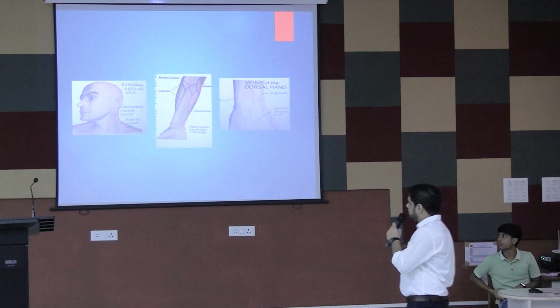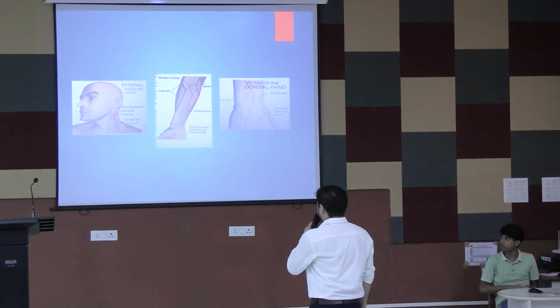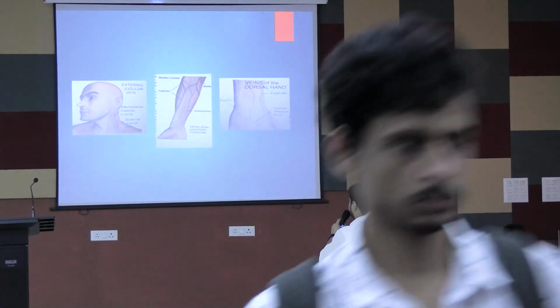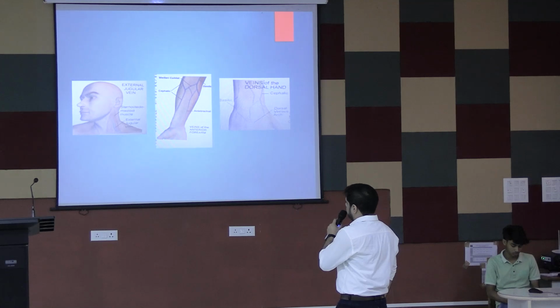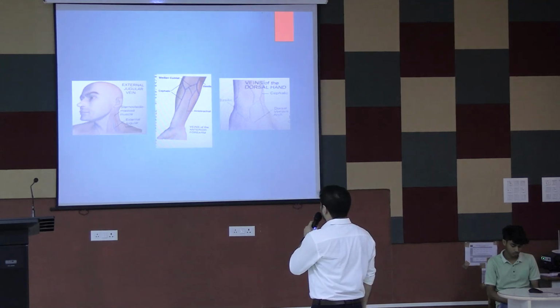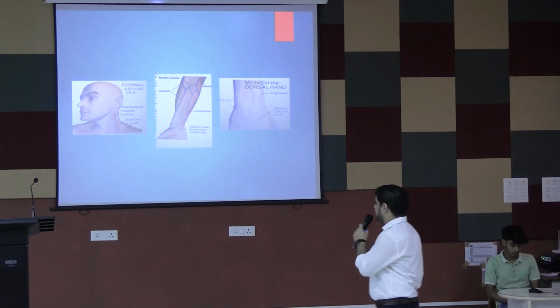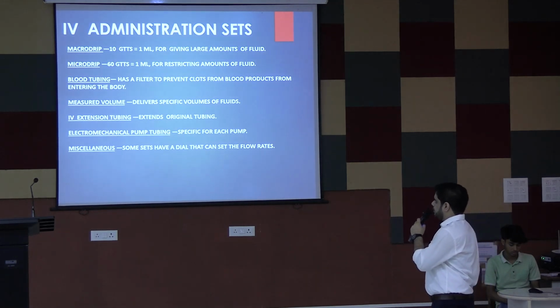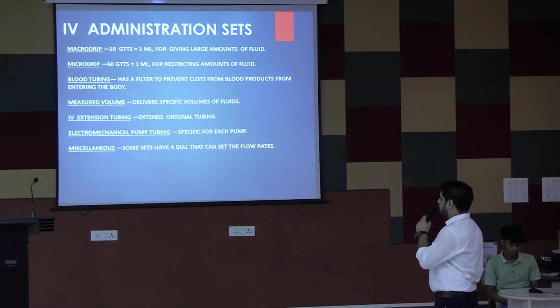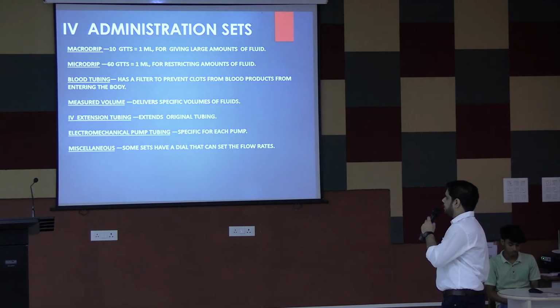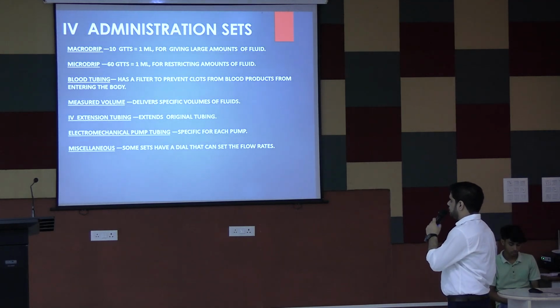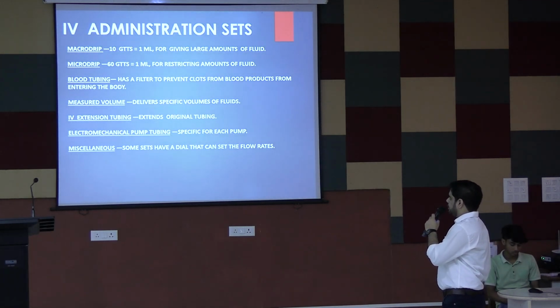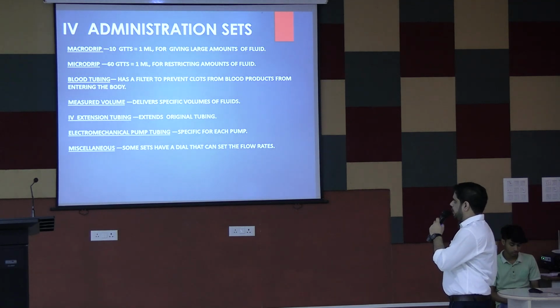These are the various veins that have to be cannulated during the various procedures, like external jugular vein, medial cubital vein, cephalic vein. IV administration sets: macro drip set, 10 gtts per 1 ml, for giving large amounts of fluid. Micro drip, 60 gtts per 1 ml, is for restricting the amount of fluid. Blood tubing has a filter to prevent clots from the blood products from entering the body.